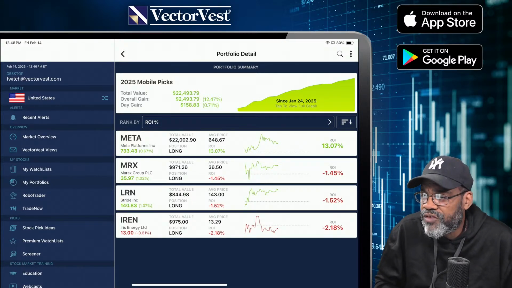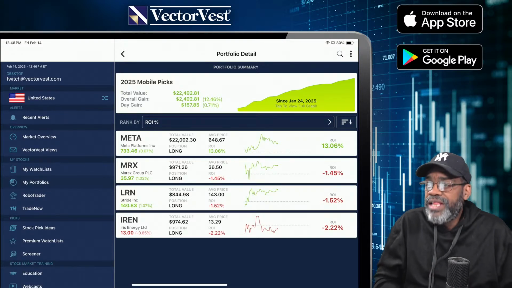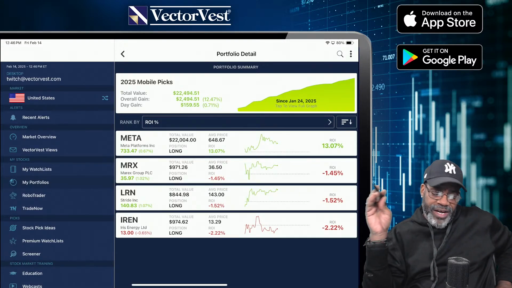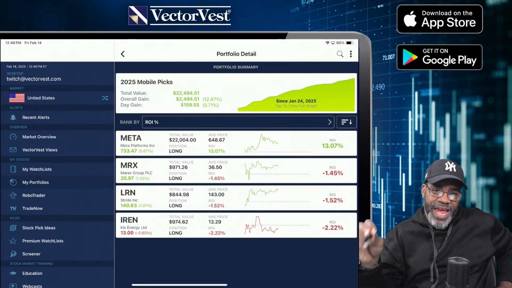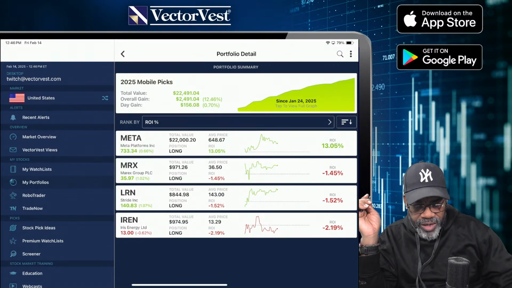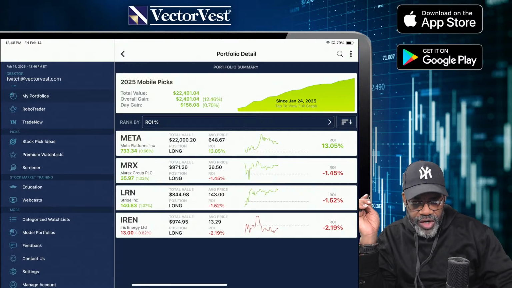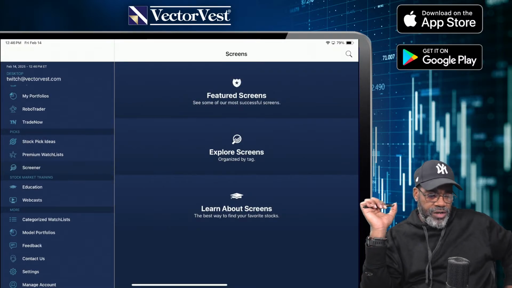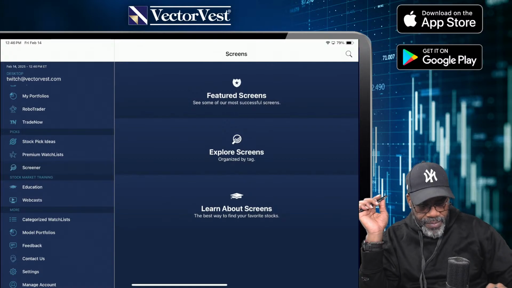No Unisearch for us VV mobiles? The answer to that is yes and no. If you're strictly mobile, the answer is no. If you have a desktop, you can create a search in the desktop that you can use in the mobile. Let me explain what that means. Let's go down to Screener. All right, let's go to Explore Screens.